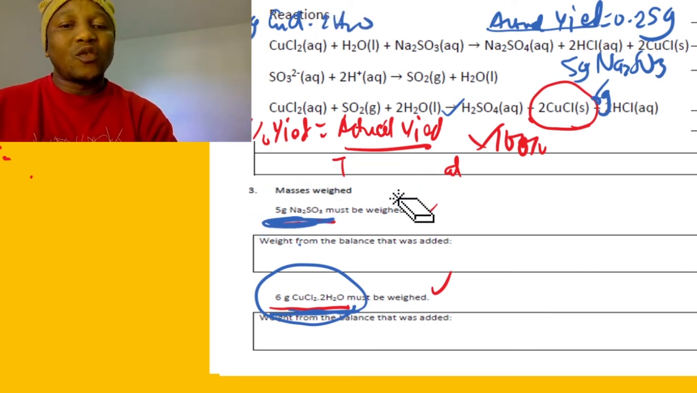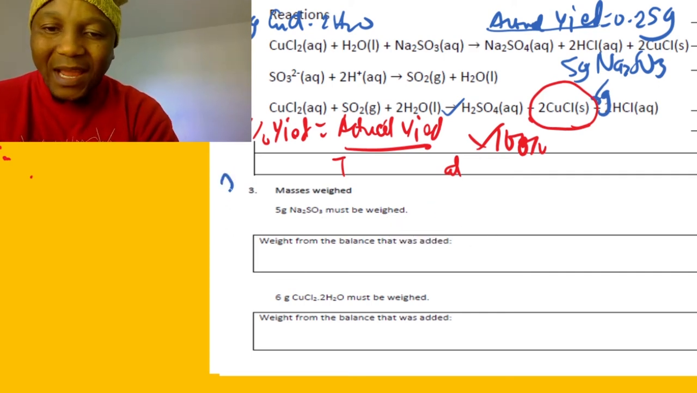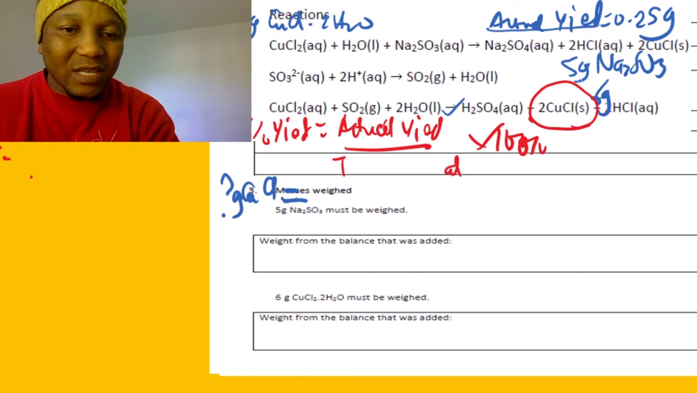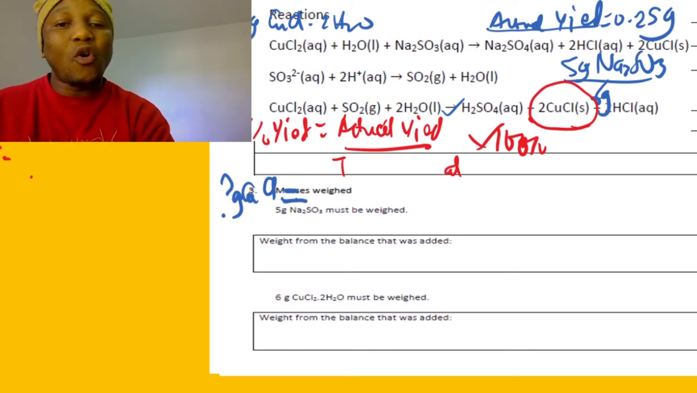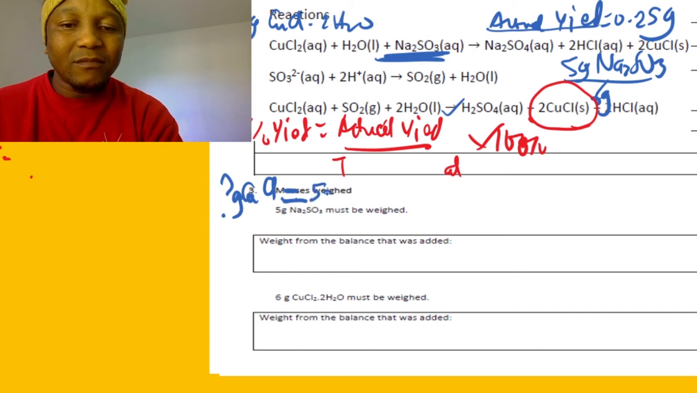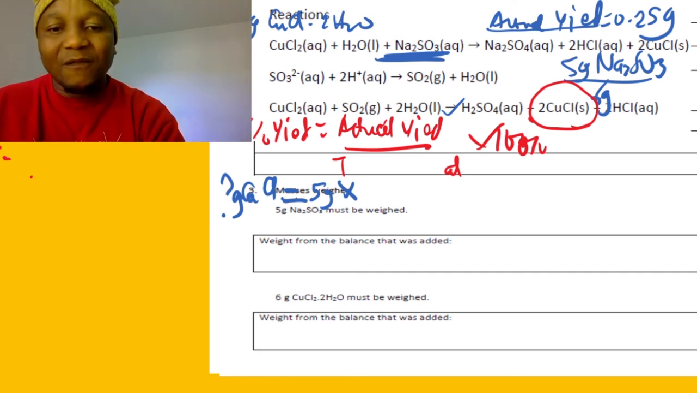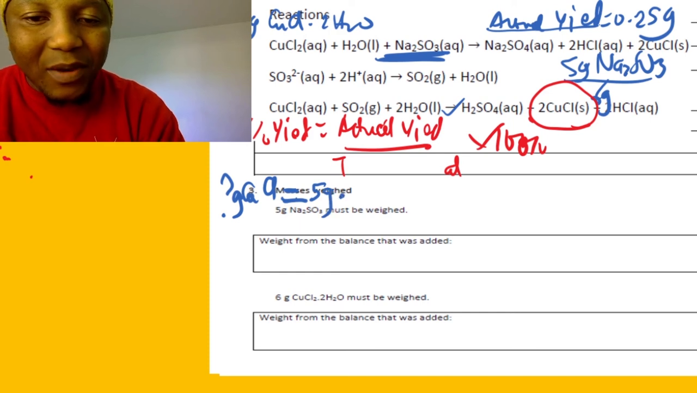Okay, so then I'm going to come and write here because I don't have enough space. Now we want to get the gram of copper chloride. What we're going to collect, always take what's going to react, which is sodium sulfite, so that you can get copper chloride. It means you must take the mass of the sodium sulfite, which is 5 gram, and then multiply by 1 mole of the sodium sulfite.